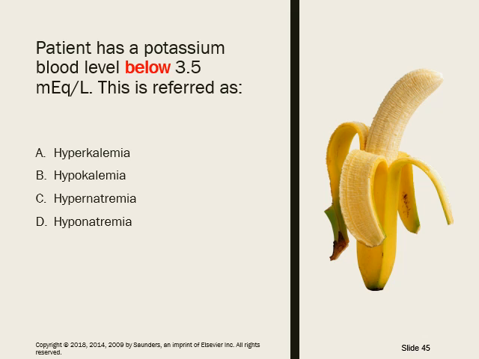Next review question. A patient has a potassium blood level below 3.5. This is referred to as A, hyperkalemia, B, hypokalemia, C, hypernatremia, or D, hyponatremia? Consider your response for this question. The correct response is B, hypokalemia.